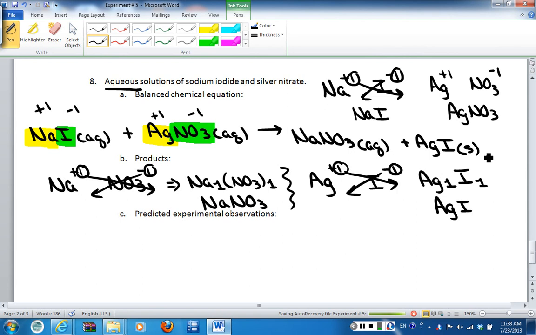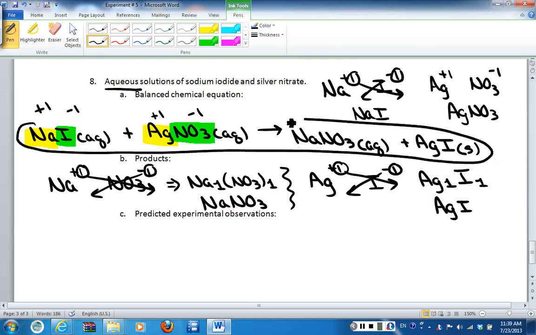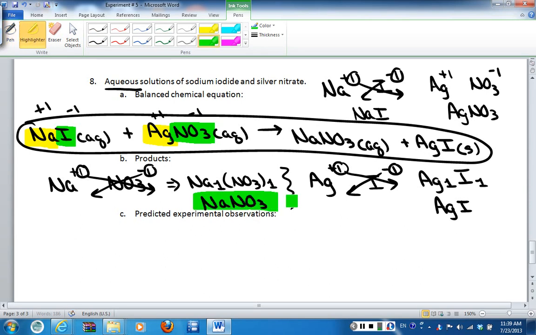So we have our products predicted, we have our starting materials, then we have to go through and make sure that everything is balanced by mass, and if you double check and look at it, you see that indeed it is. So we have our balanced chemical equation, we have our products, NaNO3 and AgI, and we know that when this reaction occurs, we should expect to see a precipitate of silver iodide.